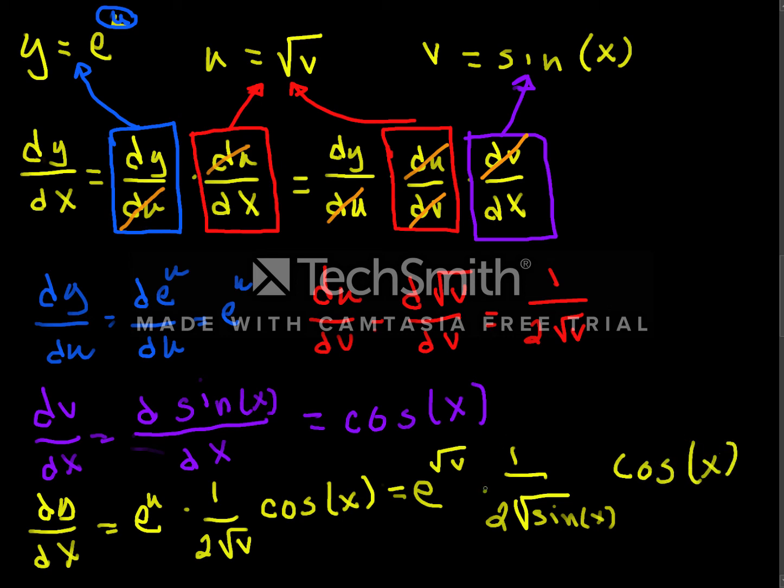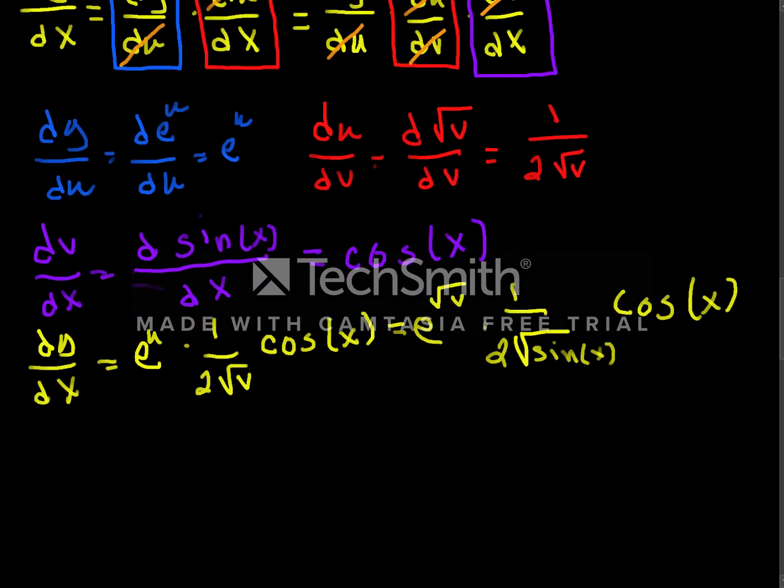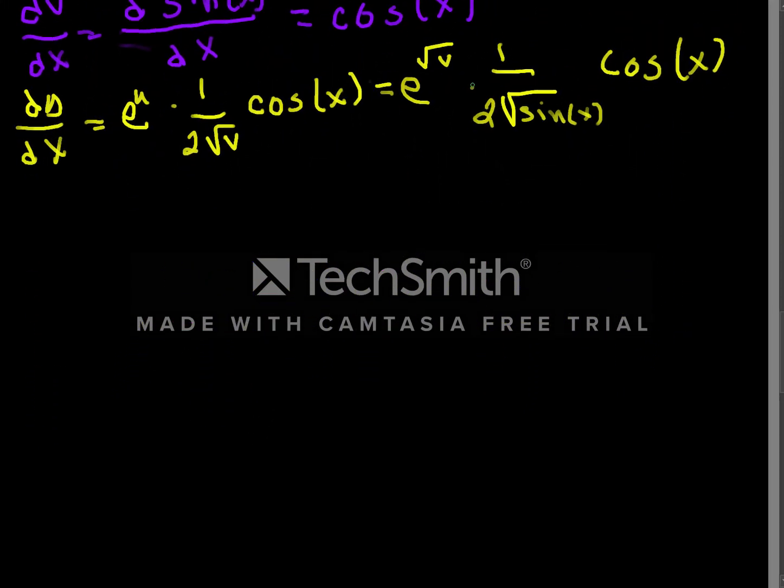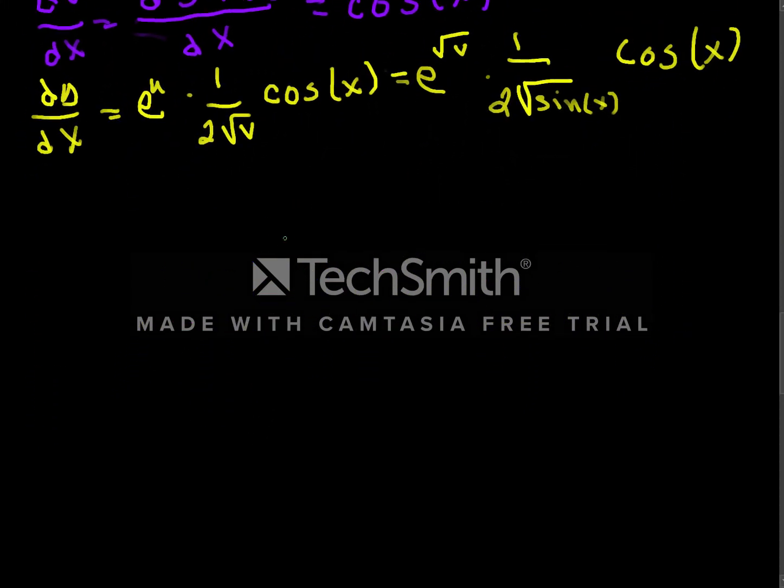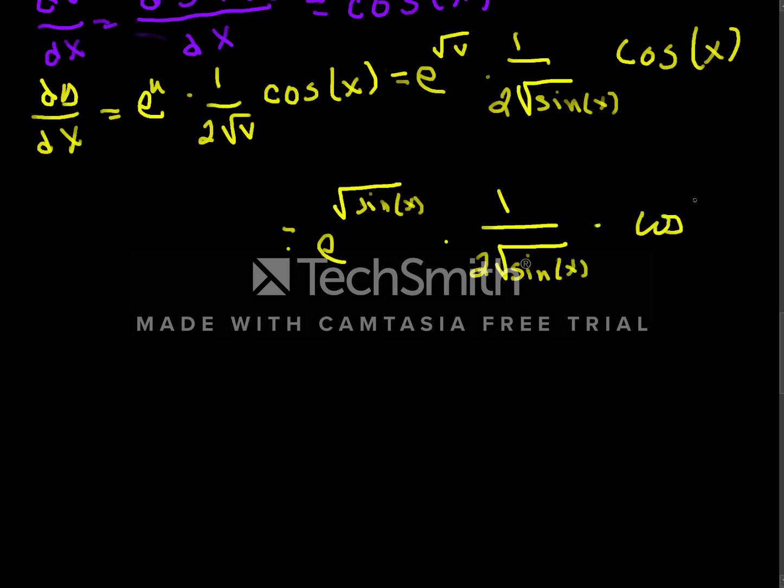And we're almost there. We still have this pesky v sitting around, so the final answer would be dy dx is equal to e to the square root of sine of x, because recall that's what v is, times 1 over 2 the square root of sine of x, times cosine of x. And that would be our final answer.